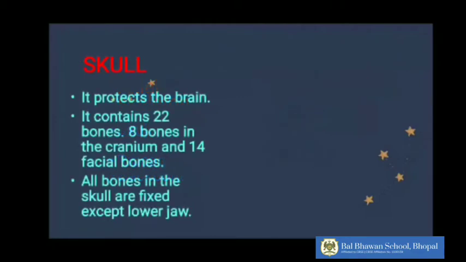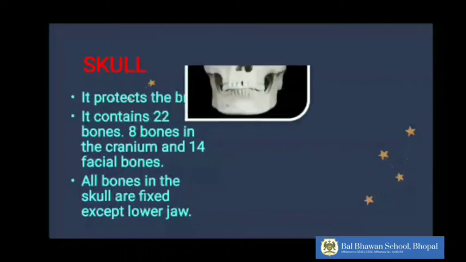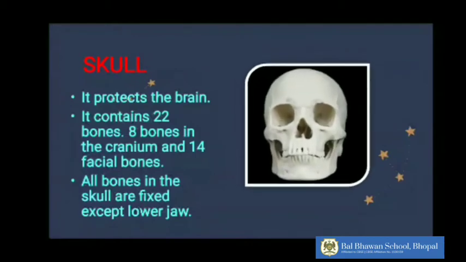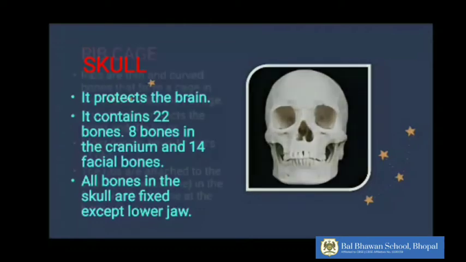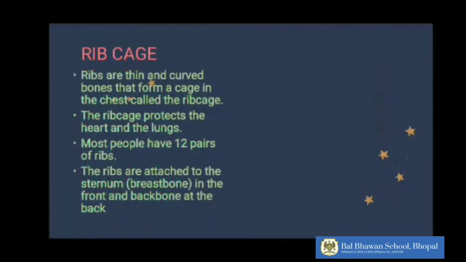Now let us talk about the skull. What is the skull? What does it protect? Yes, the skull is the bony structure of the head. It protects your brain. It contains 22 bones: 8 bones in the cranium or the head part and 14 bones in the face. Those are called facial bones. You can see sockets for eyes also. All these bones are fixed. Only the lower jaw is movable and helps you to eat and speak.